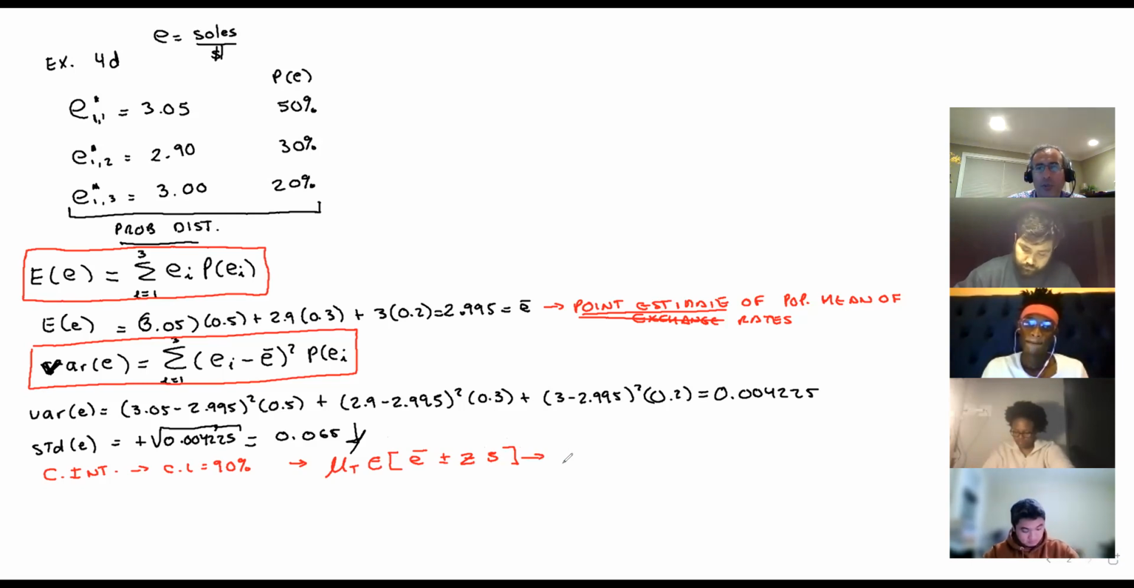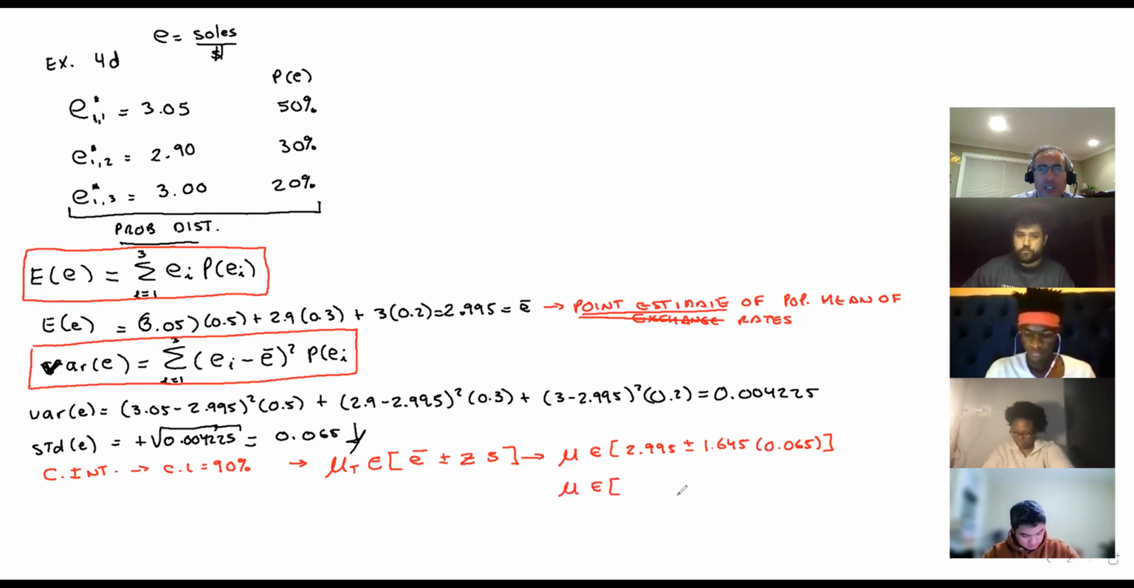So we do this. This is going to belong to 2.995 plus minus, for a confidence of 0.9, 1.64. We did this last class, guys. That multiplies my S. So finally, my mu is going to belong to what and what? Can you please give me these numbers?